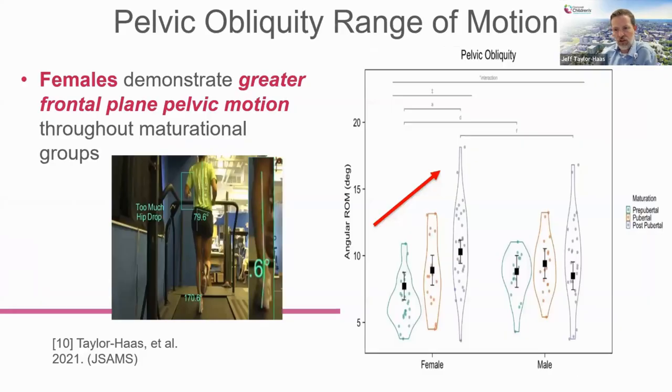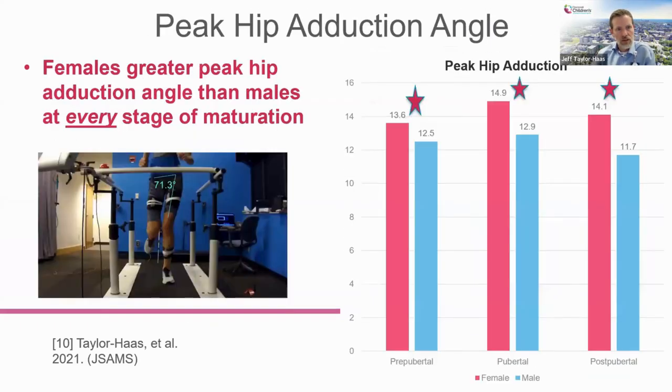So looking at that pelvic obliquity angle in terms of range of motion, you can really see the stepwise progression. This is a violin plot, and we can see at each stage of maturation that range of motion is increasing from the prior stage of maturation. Looking at peak hip adduction angle, we can really appreciate at every stage of maturation there's a main effect of sex, such that the female peak angles are larger than the male angles at every stage of maturation.